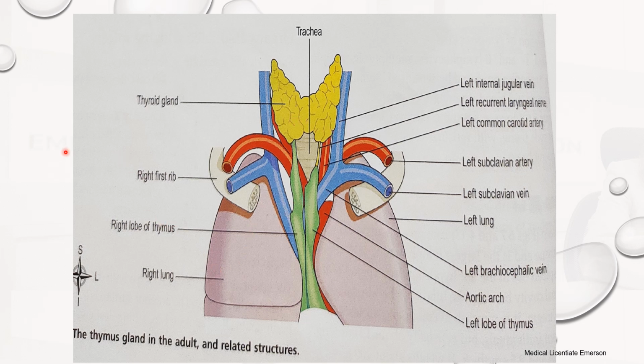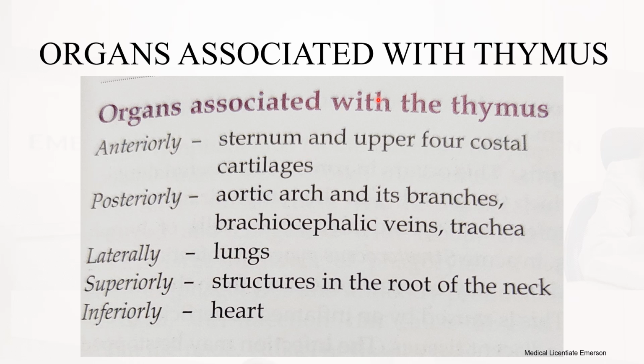And I always used to confuse the thymus and the thyroid, since they are located within the same thoracic cavity. Okay, but this is how in anatomy they differ. So the thyroid is superior, whilst the thymus is inferior to the thyroid. Okay, then organs associated with the thymus.